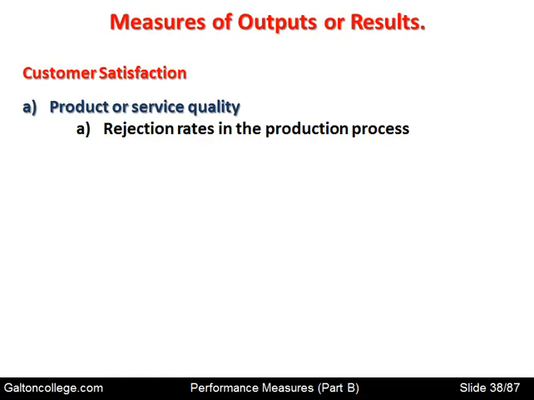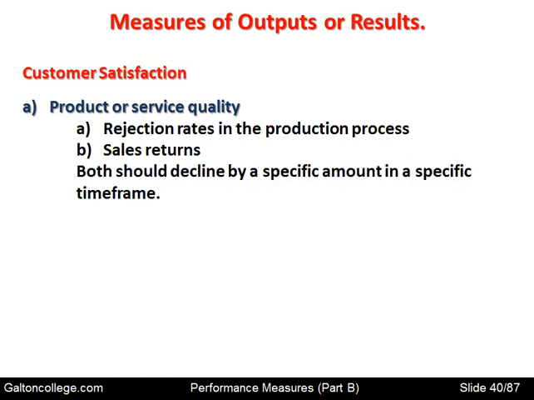Customers buy the product or try out the service, but they don't like it. They reject it. They make complaints or look for their money back or whatever. That might be an indicator of poor quality, and it's a measure of output, the suitability of the output to satisfy customer satisfaction. So sales returns are an issue.